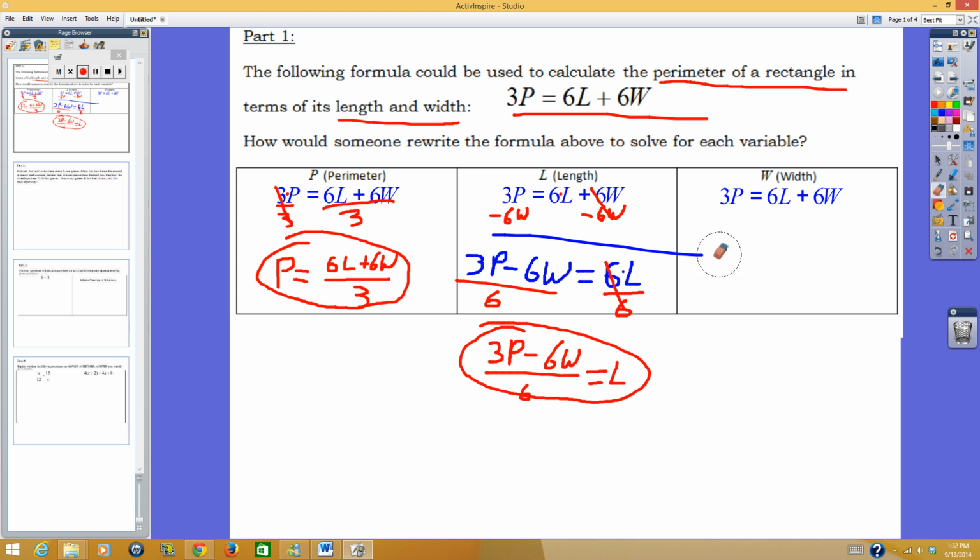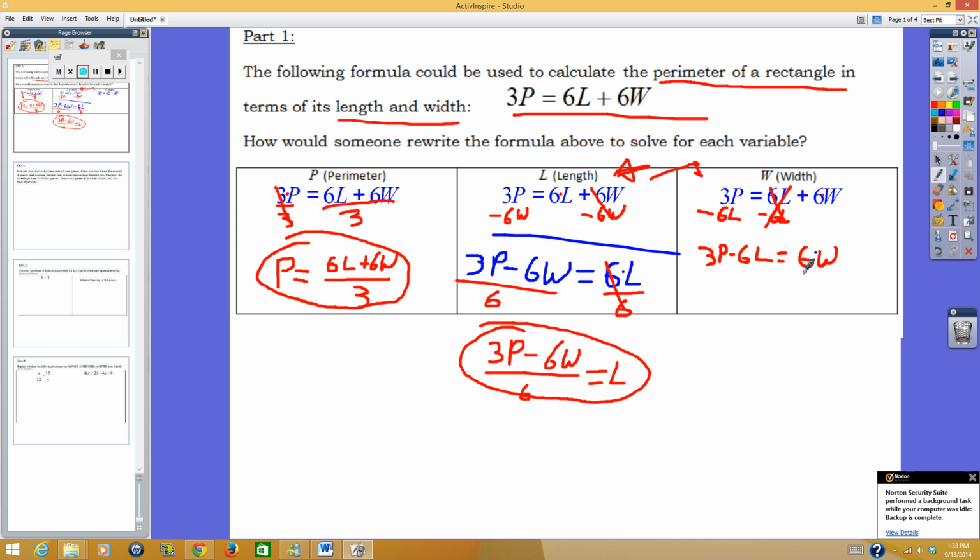All right, last one. We're solving for W. So you do the same steps as this one, but you're solving for a different variable. We know we can't divide by 6 because, as we just said, it traps the other thing in there. So let's get rid of this 6L. You do that by subtracting 6L. These cancel out. You can't combine these two things because they have two different variables, so you'll just write it out: 3P minus 6L equals 6W, right?